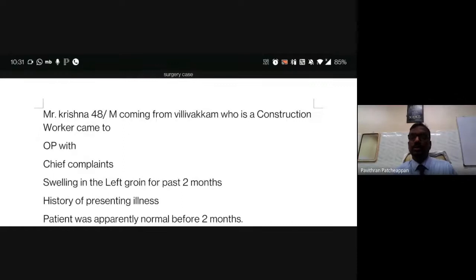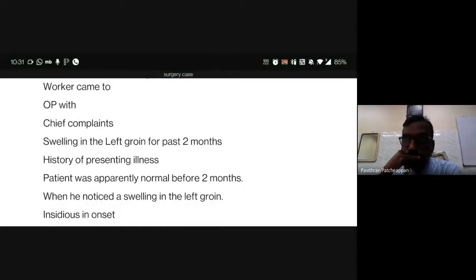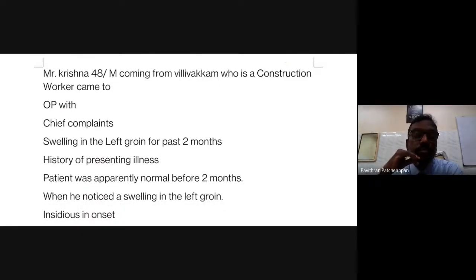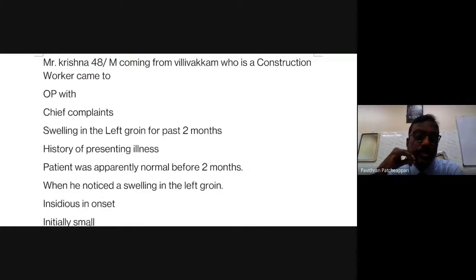Okay, you start. Mr. Krishna, 48-year-old male coming from Villivakam, who is a construction worker, came to the OP with chief complaints of swelling in the left groin for the past 2 months. History of presenting illness: patient was apparently normal before that. One step here.